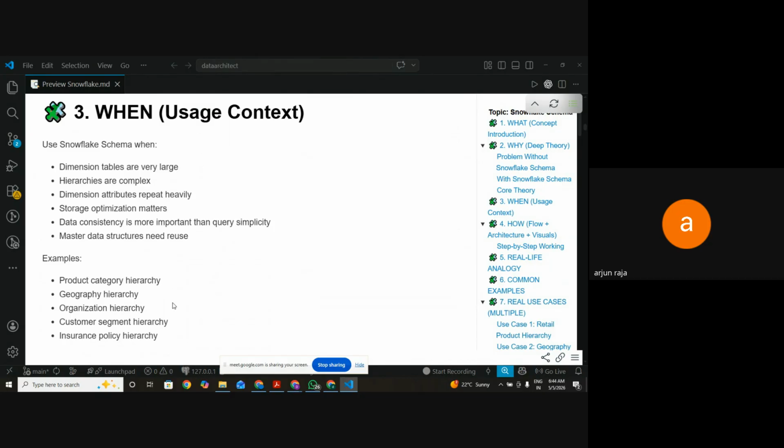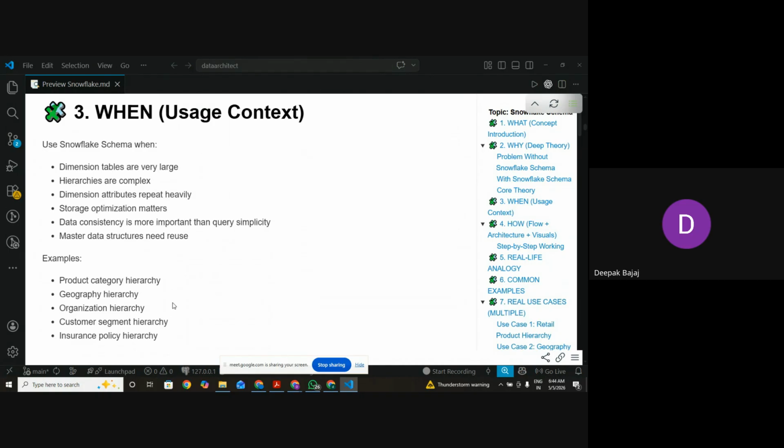Example: product category hierarchy, geography hierarchy, organization hierarchy, customer segment hierarchy, insurance policy hierarchy. You can think of it like in our companies, our country or village, everything has a hierarchy. Am I right?